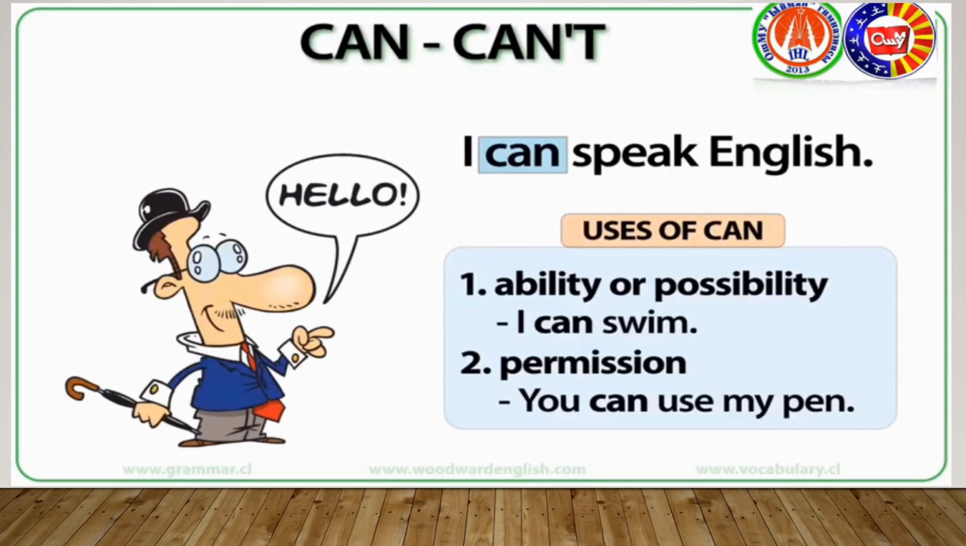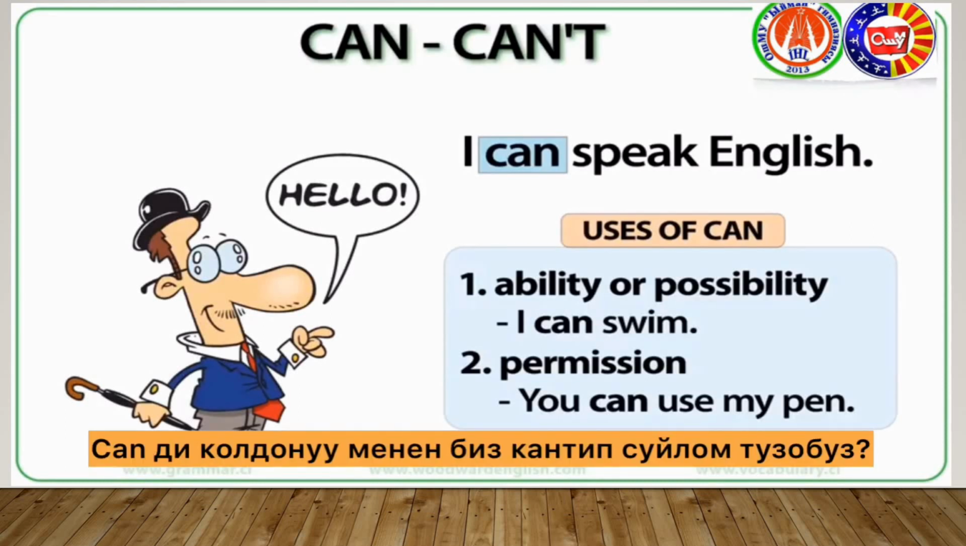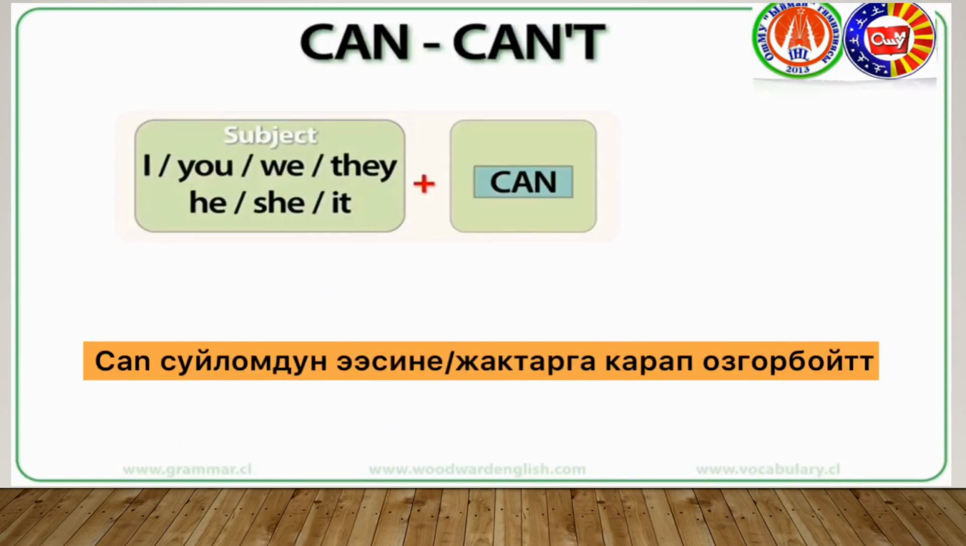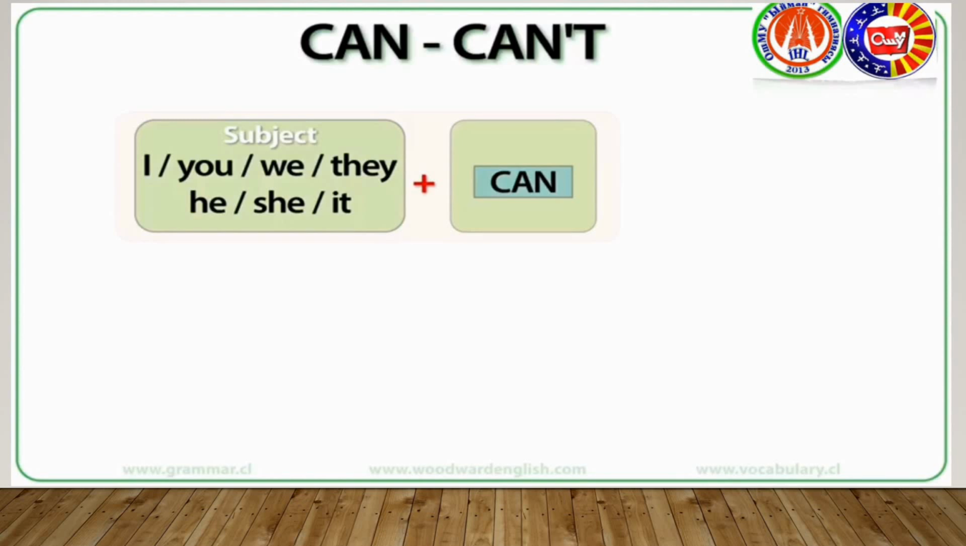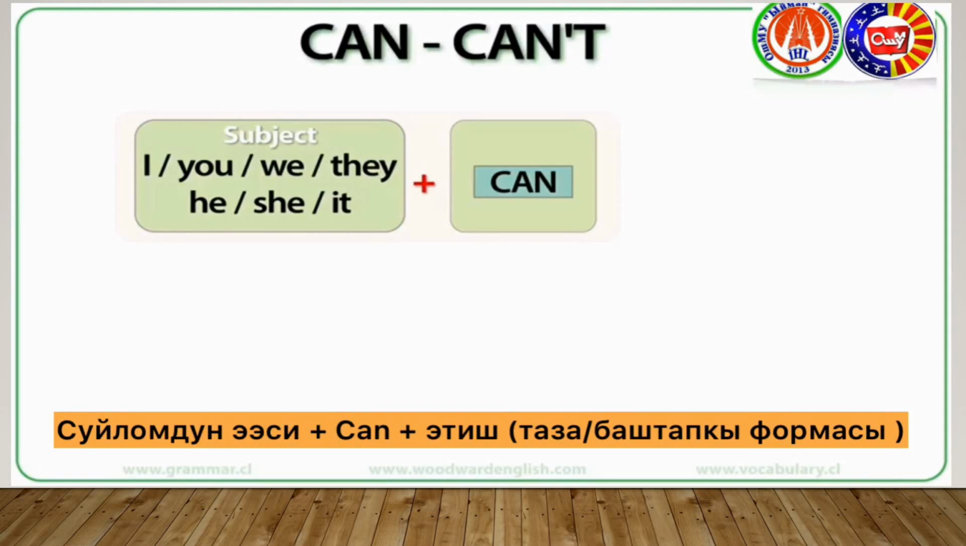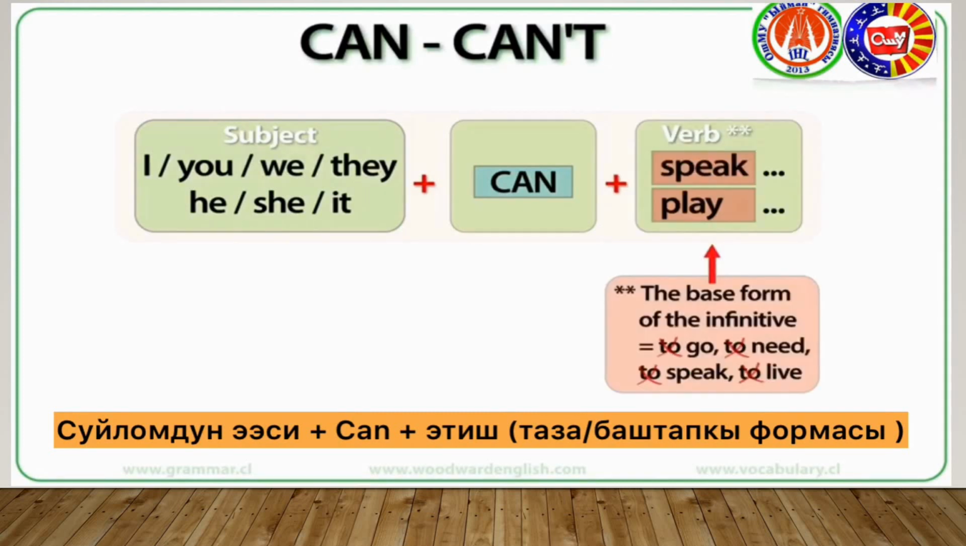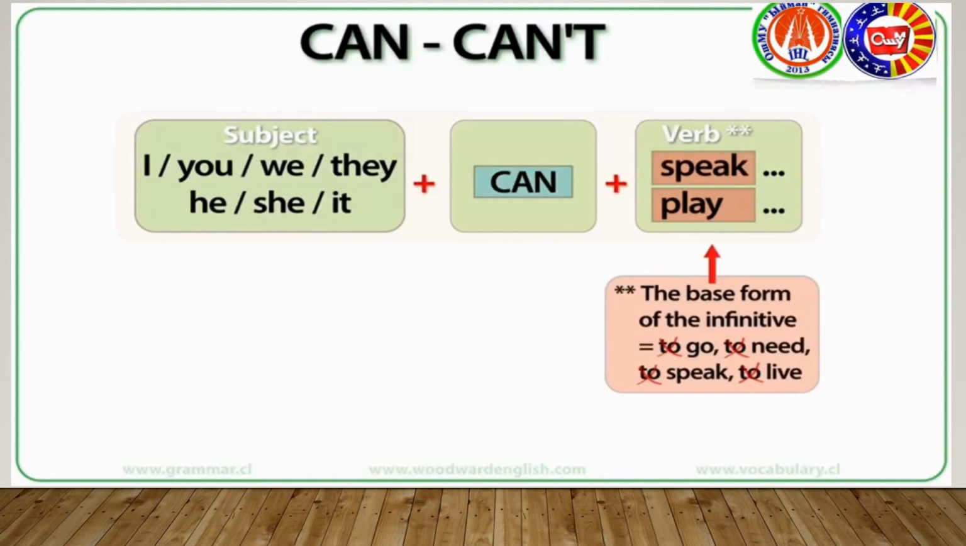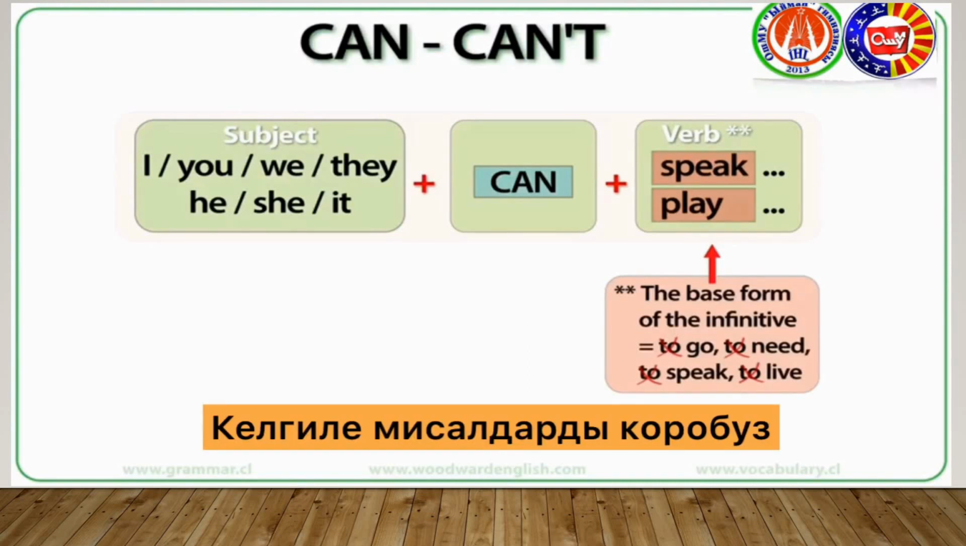How do we make sentences in English with can? It's simple. Can doesn't change with the subject. It's always can. Everybody can. After can comes the verb, the base form of the infinitive. He can speak, I can speak, but there is no S when we say she can speak. Why? Because we use the base form of the infinitive.